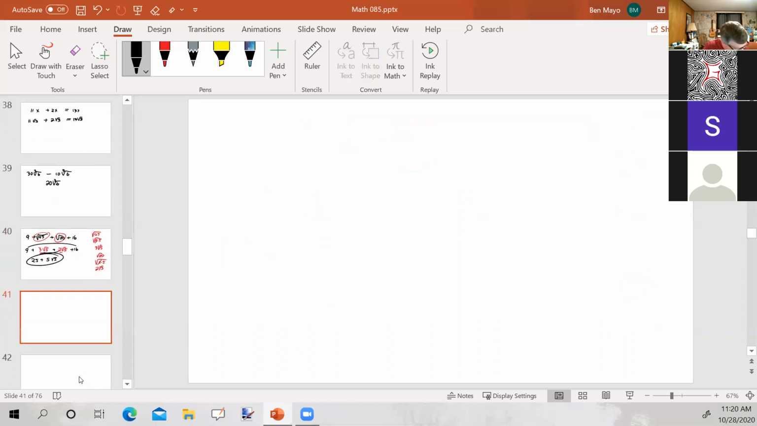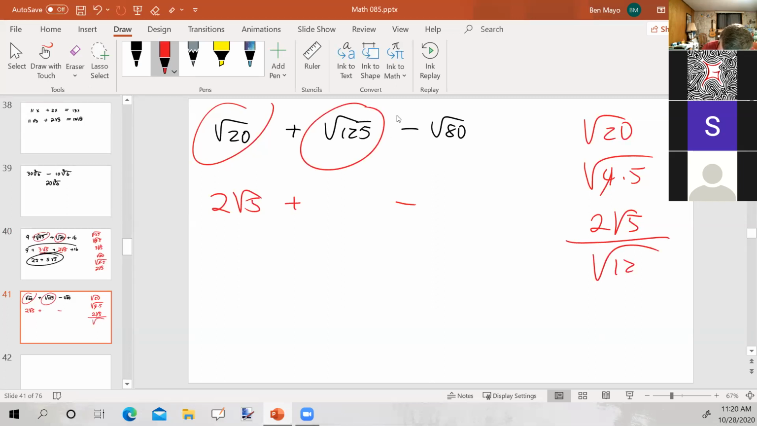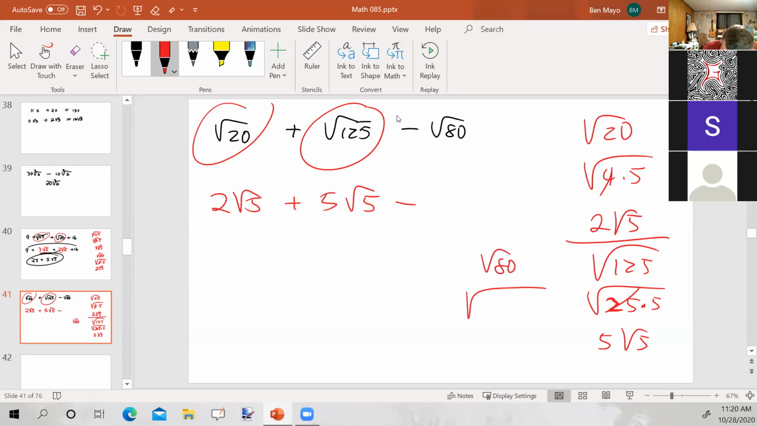Okay, I'm going to do one more example before I set you free out into the world. The square root of 20 plus the square root of 125 minus the square root of 80. Okay, well, the square root of 20 would be the square root of 4 times 5, which is 2 square roots of 5. The square root of 125 is the square root of 25 times 5. The square root of 25 is 5, so I get 5 square roots of 5. And finally, the square root of 80 would be the square root of 16 times 5, which is 4 square roots of 5. So in this case, they all simplified. 2 plus 5 is 7, minus 4 is 3 square roots of 5.